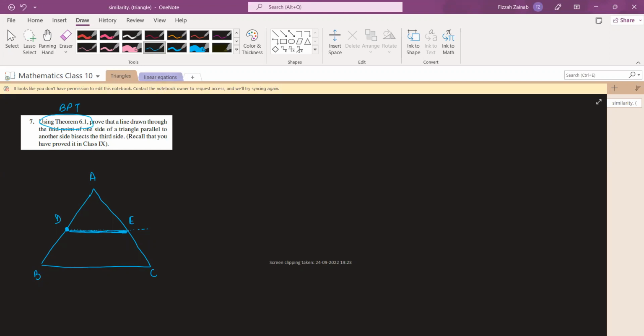Okay, so write down what is given here. It is given that D is the midpoint of AB. And it is also given that DE is parallel to BC, right? And you have to prove that E is the midpoint of AC.